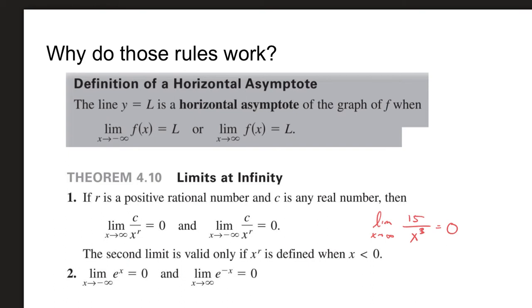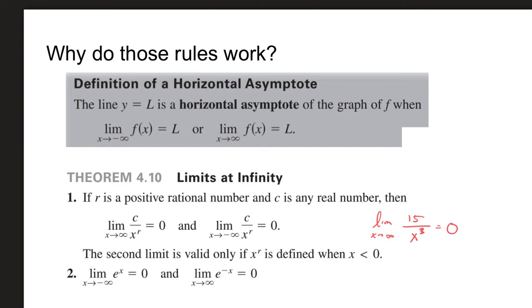Think about what's happening to the value in the denominator of this fraction as my x values get bigger and bigger and bigger. Well, 10 to the third power, 100 to the third power, 1,000,000 to the third power, that's going to become really large. And when the denominator of a fraction becomes really large, the whole overall fraction is actually getting closer and closer to 0.